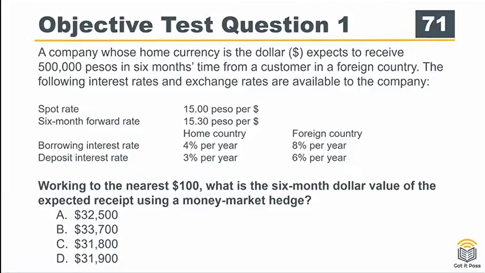The background information here is a company whose home currency is the dollar expects to receive 500,000 pesos in 6 months' time. So the receipt in peso is from a customer in a foreign country. The foreign interest rates and exchange rates are available to the company. So you are given the spot rate, the 6-month forward rate, and also the borrowing rate and deposit rate for the home country and foreign country as well. Remember, 6 months' time, okay? And working in the nearest $100, what is the 6-month dollar value of the expected receipt using money market hedge? So here it is asking you about the money market hedge.